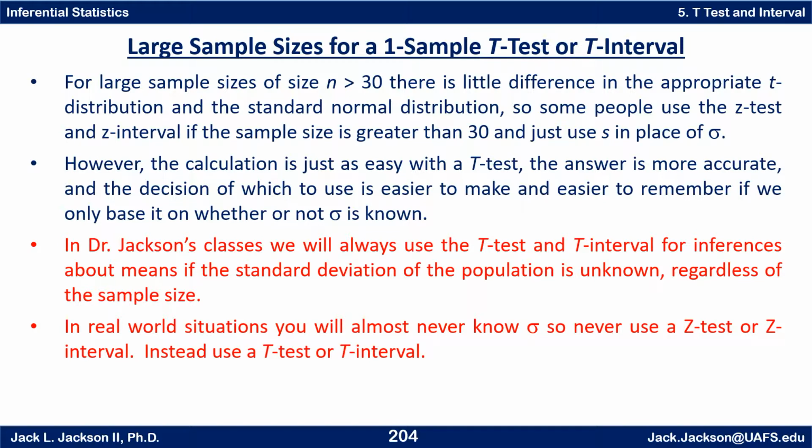So in my classes, we will always use a t-test and t-interval for inferences about means if the standard deviation of the population is unknown, regardless of the sample size. It's the more appropriate one to use. In a real-world situation, you will almost never know sigma, so you will almost never use a z-test or z-interval. Instead, use a t-test or a t-interval.